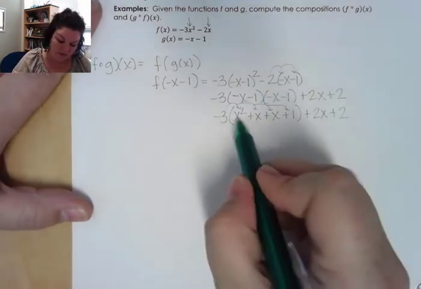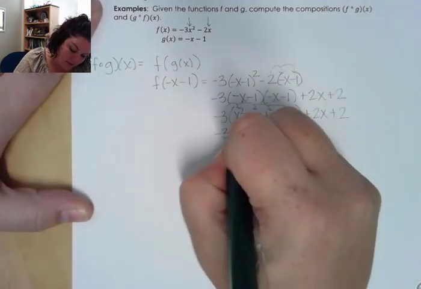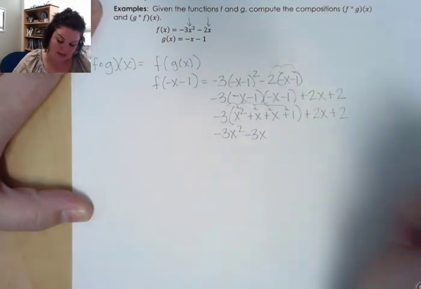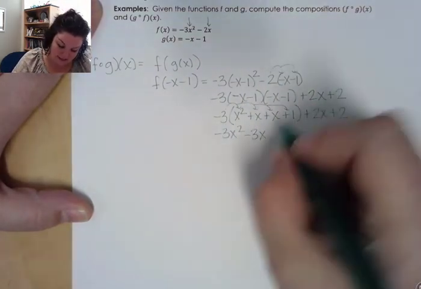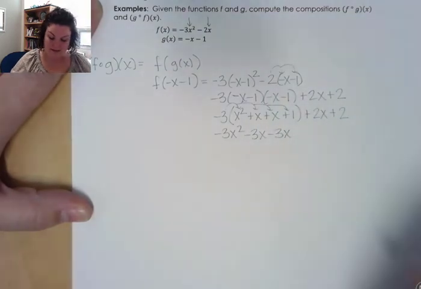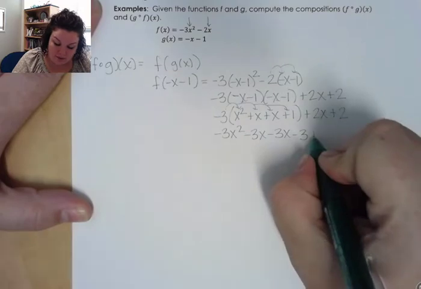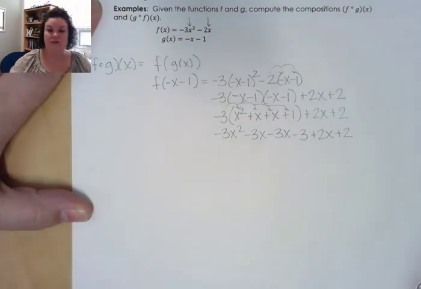Okay. So negative 3 times x squared is negative 3x squared. Negative 3 times x is negative 3x. Negative 3 times x, again, is negative 3x. Negative 3 times 1 is negative 3. And then I have a plus 2x and a plus 2.